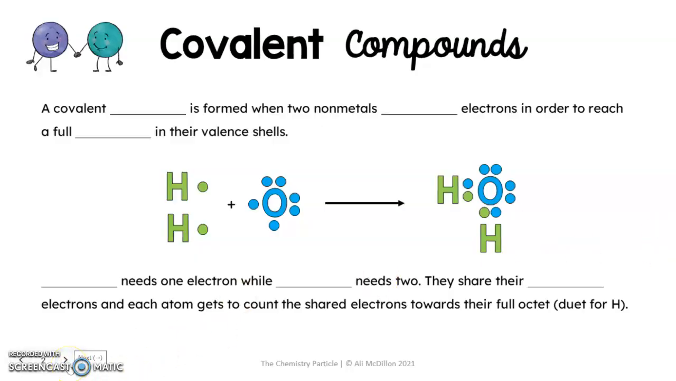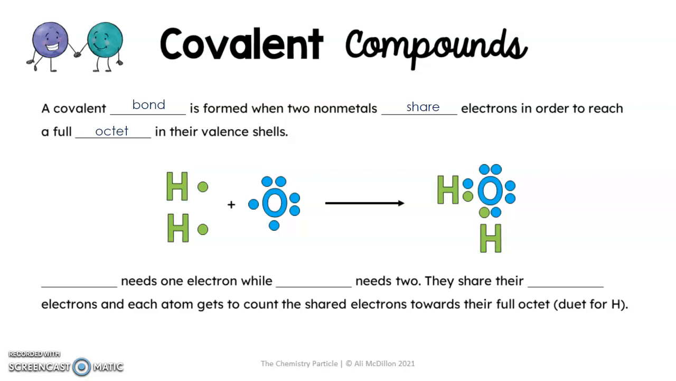So first, let's define a covalent compound. A covalent bond is formed when two nonmetals share electrons in order to reach a full octet in their valence shells. So the same concept. The reason that these elements are bonding in the first place is because they want to be stable and they want to be happy. Now, in order to do that, they're trying to fulfill that octet rule.